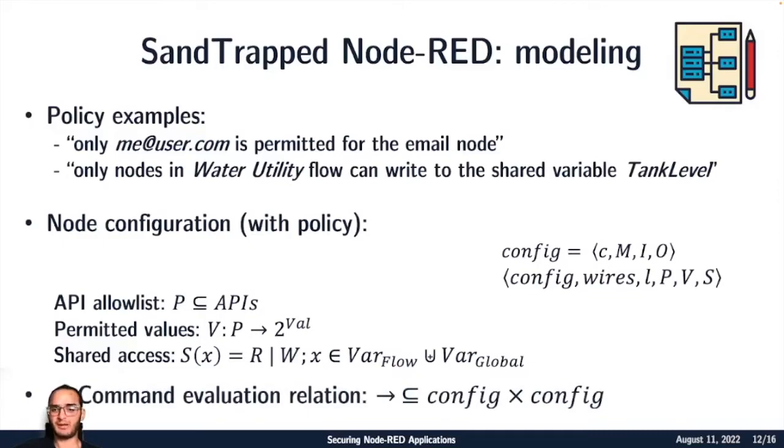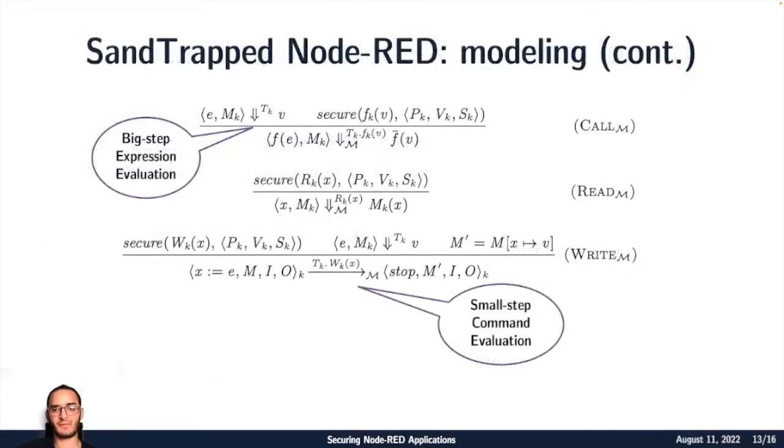So we define the command evaluation relation as a relation between configurations. We model Sandtrap Node-RED using a small step semantics for command evaluation. As stated before, policies are in node configurations, and here are the enforcement rules for call, read, and write. Before evaluating an API call, Sandtrap checks whether the API and its values comply with the node policy or not. We use a big step semantics for expression evaluation. Reading or writing to a variable must be according to the node's policy, otherwise rejected.